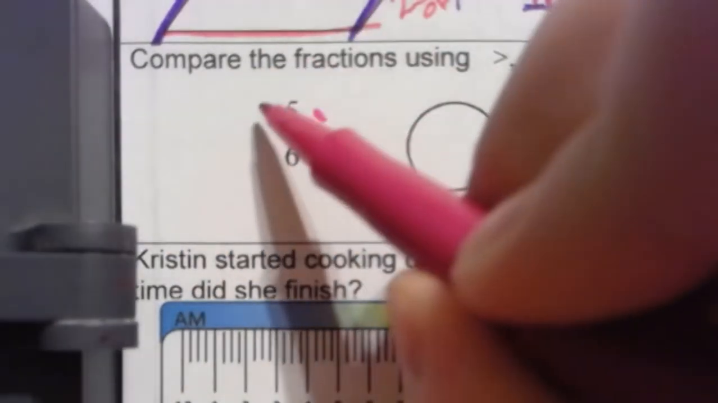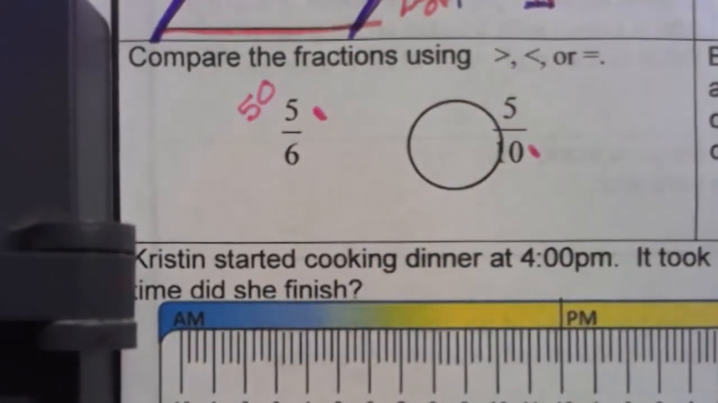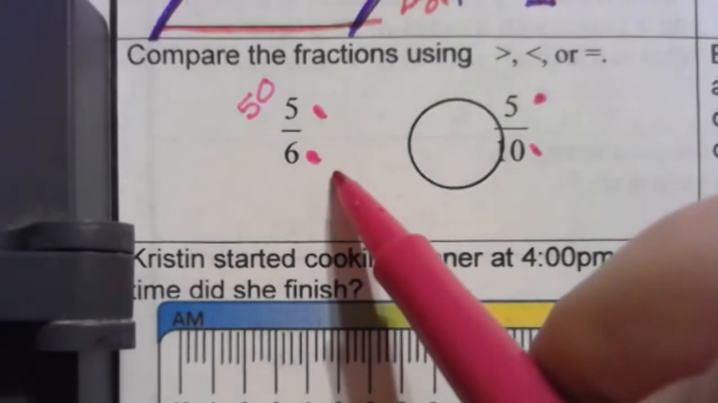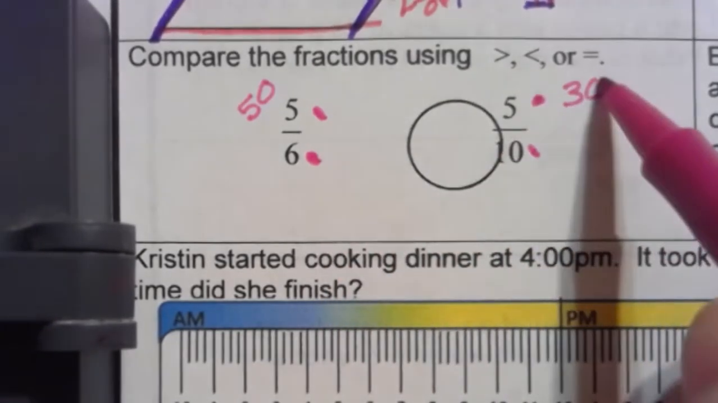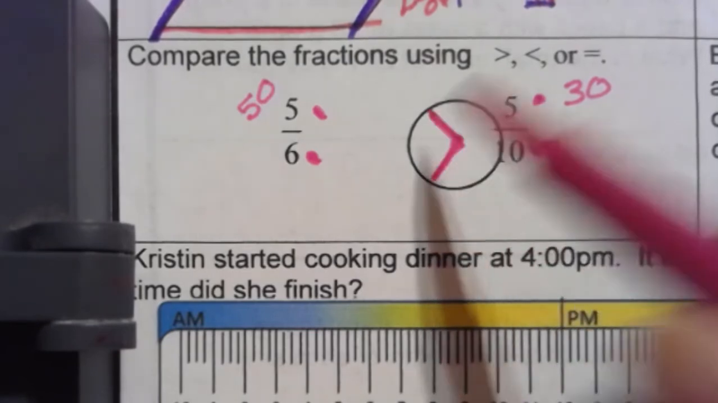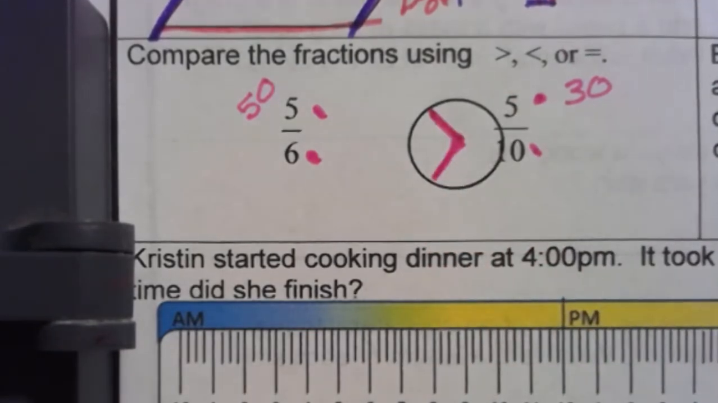10 times 5 is 50. And the denominator of 6 goes across to our other numerator of 5. 6 times 5 is 30. So we have 30, 5, 6. We have a 30 there, and we have a 50, and then we have 30. So it's saying that 5/6 is greater than 5/10.